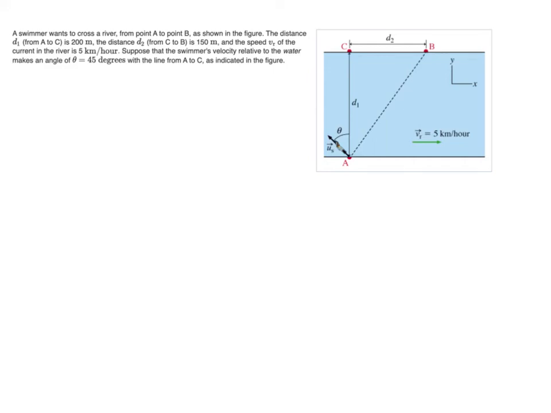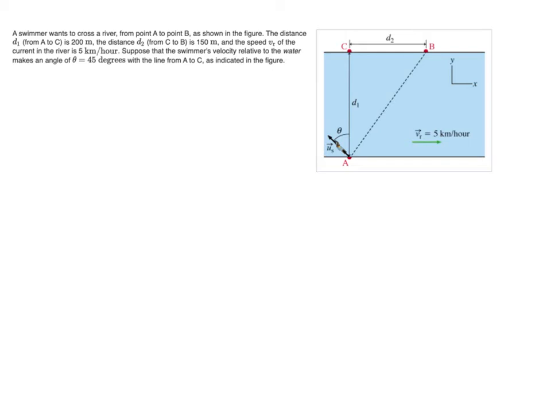Alright, a swimmer wants to cross a river from point A to point B as shown in the figure. The distance d1 from A to C is 200 meters, the distance d2 from C to B is 150 meters, and the speed VR of the current in the river is 5 kilometers per hour. Suppose the swimmer's velocity relative to the water makes an angle of 45 degrees with the line from A to C as indicated in the figure.